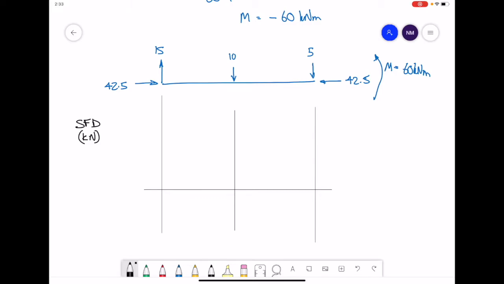Starting at the left hand side, considering the vertical forces, our first force on the left hand side is going to be 15 kilonewtons, and that's going to jump us up to a value of 15. As we progress to the middle of this beam, we're going to stay steady at 15. In the middle of the beam, we've got a drop of 10. That will take us down to a value of 5 kilonewtons. Then we're going to stay steady at that value until we come to the very end of the beam, and the 5 kilonewtons on the end will drop us back down to 0.